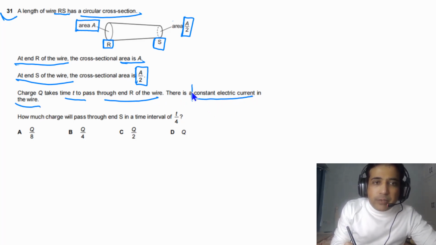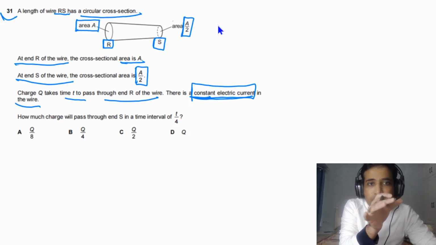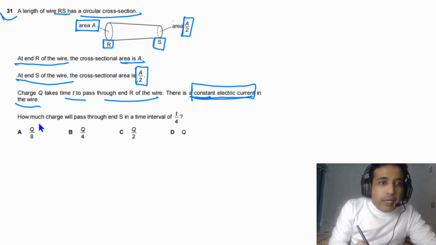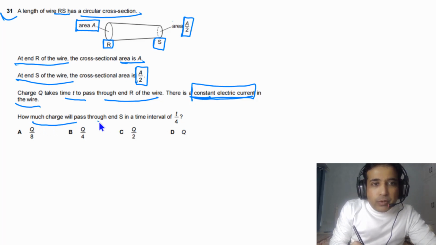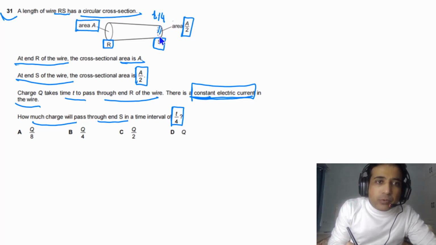So this is a very important one. Constant electric current. Simply you can also understand it as they are connected in series, it means current is the same. So this is just one wire, so current will be the same. How much charge will pass through end S in a time interval of T by 4? Means if we look at this end for time T by 4, how much charge will pass through this end? For the other end it is given to us.